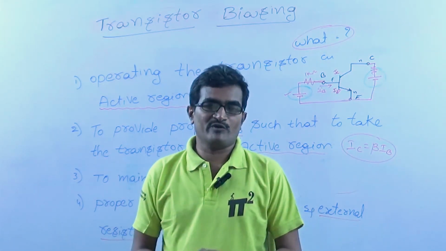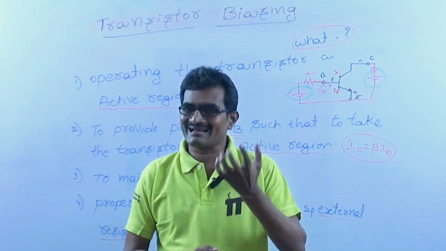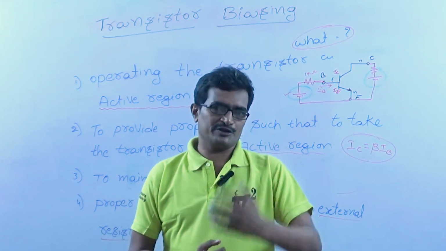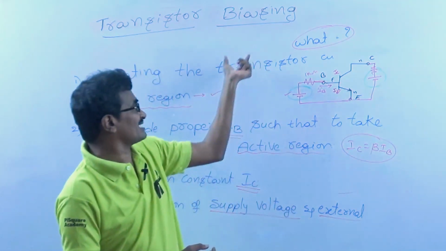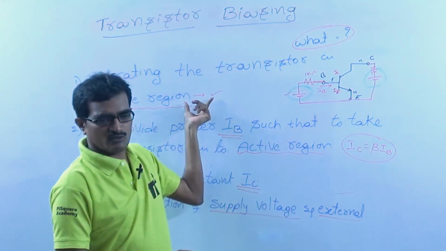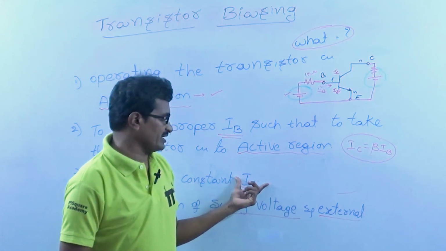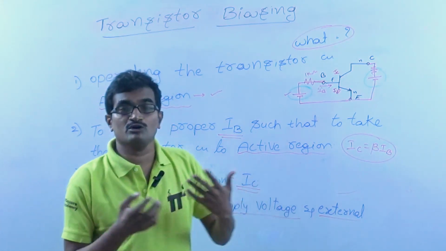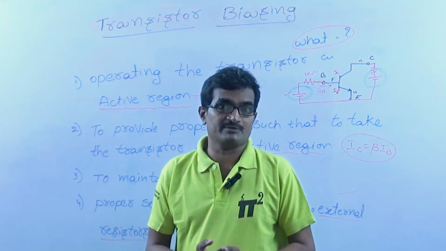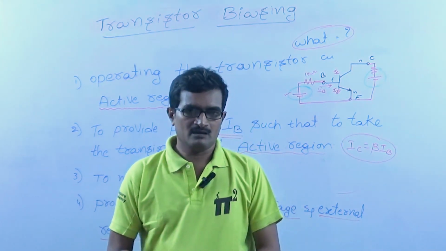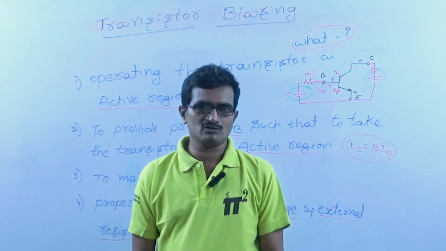Next session we discuss what the requirements of proper biasing of a transistor are, and what we need to do step by step. We take our transistor and operate it in active region. Once we enter active region, what collector current are we maintaining? And what is the voltage with respect to that collector current? We call it the operating point. Next session we discuss those things.